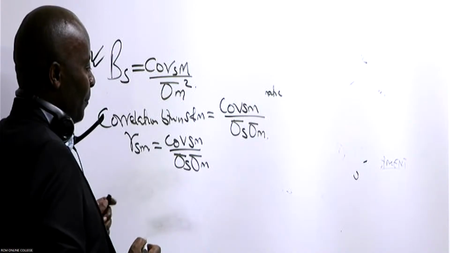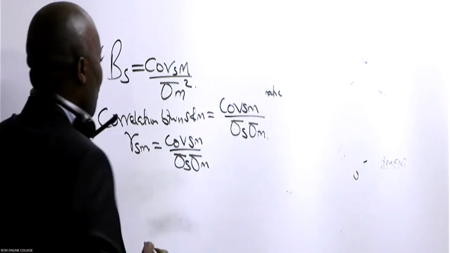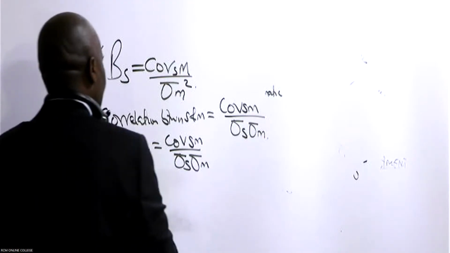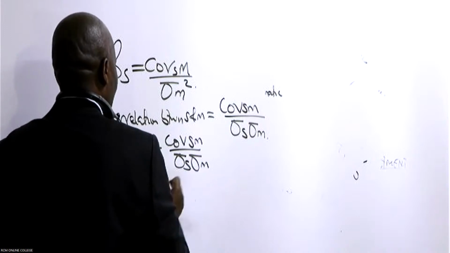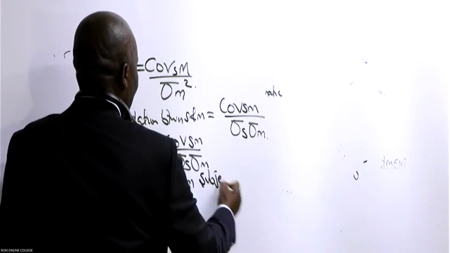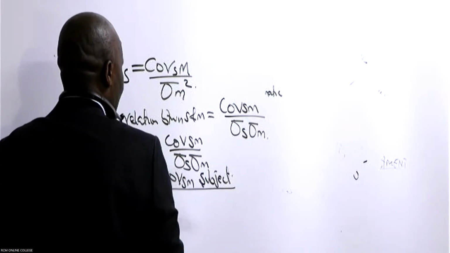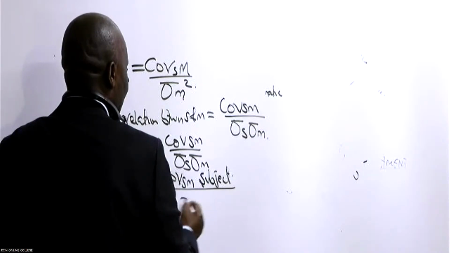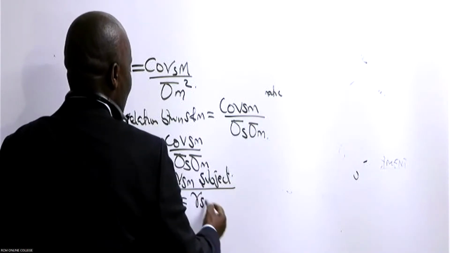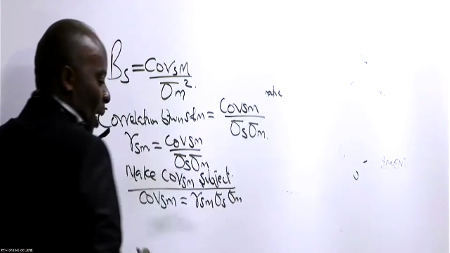Is that okay? Now, I want you to make covariance the subject of the formula. Make covariance SM the subject. So covariance SM equals RSM, standard deviation S, standard deviation M.